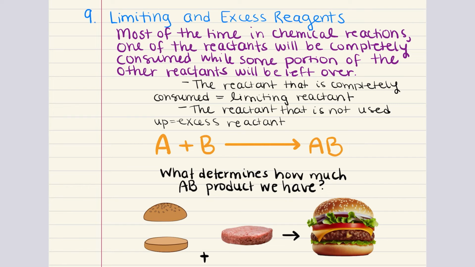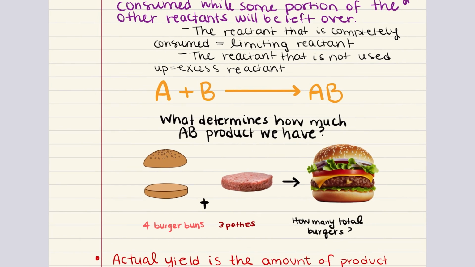Now, what does this look like? Well, let's consider this. Let's say we have two different reactants, reactant A and reactant B, and they give us product AB. The most product produced is going to be limited by the reactant that gets consumed first.